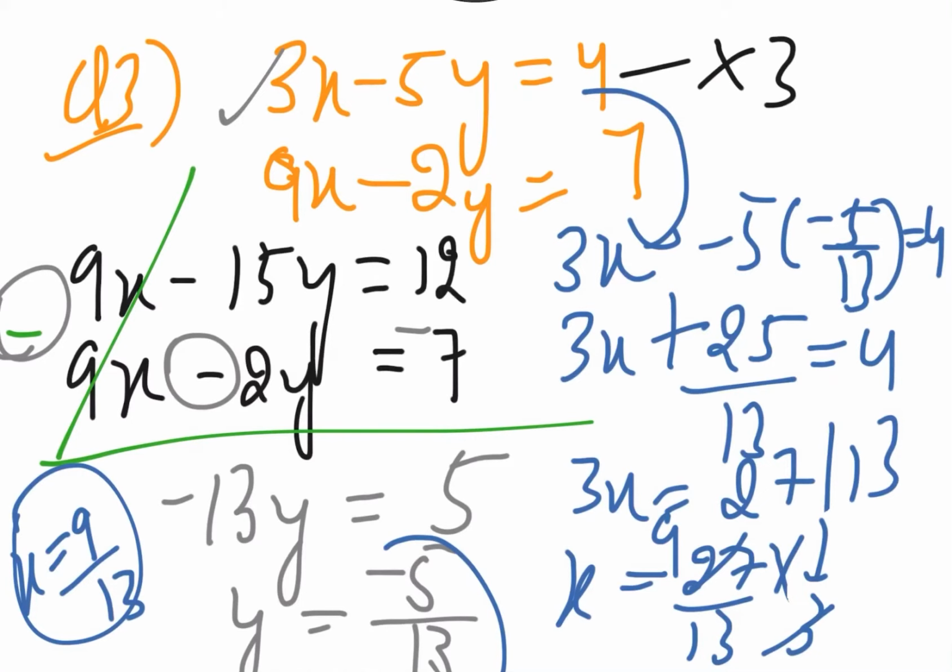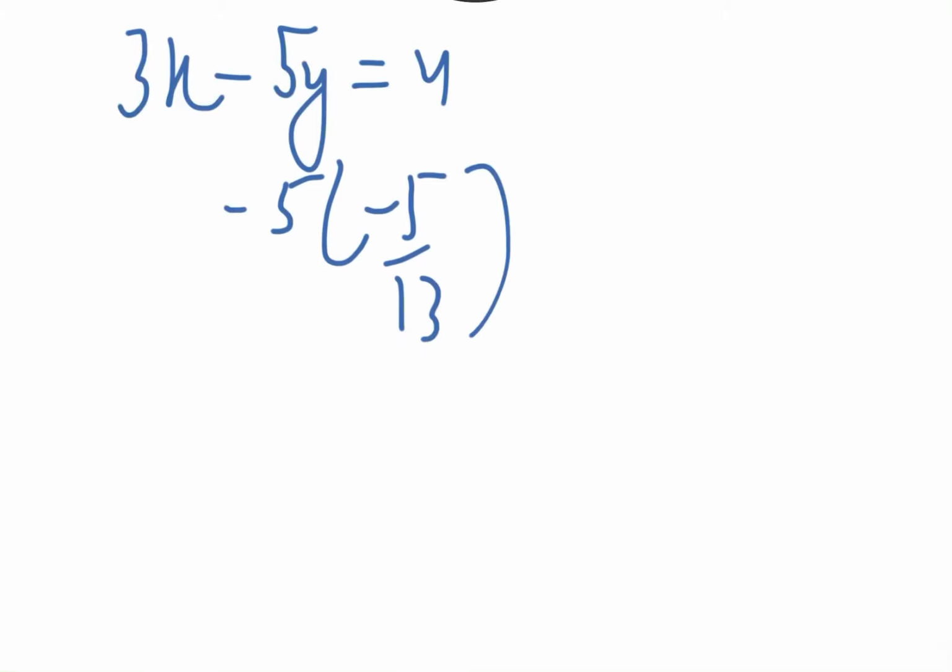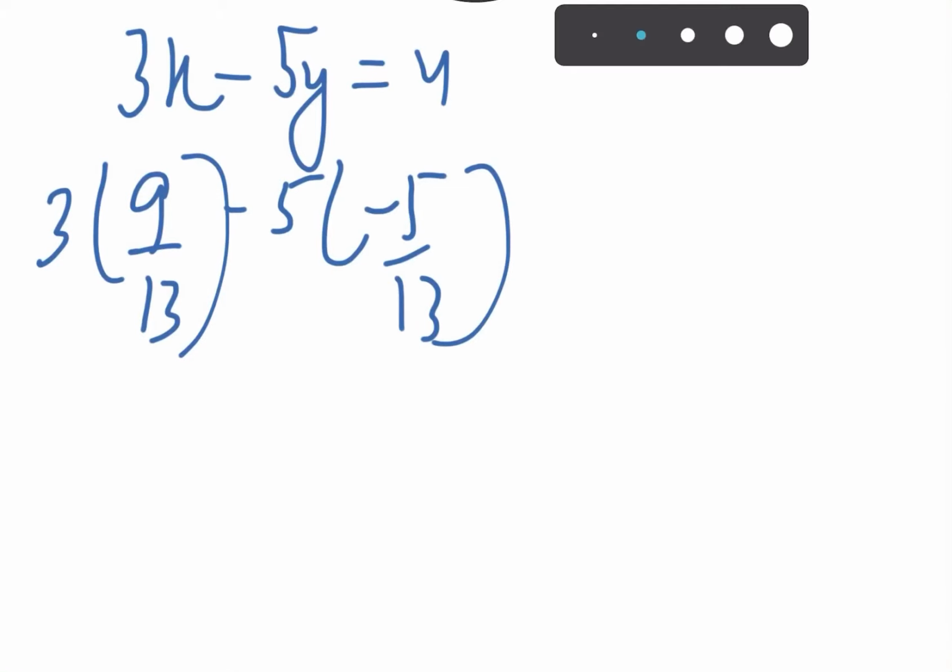Okay, let us take the first equation. 3x minus 5y equal to 4. Now if x and y are solutions of this equation, they will definitely satisfy it. So let me put the value of x and y which I had got. Y is minus 5 by 13 and x was 9 by 13. So let me solve this. I should get this value as 4, which will mean that I have done it correctly.